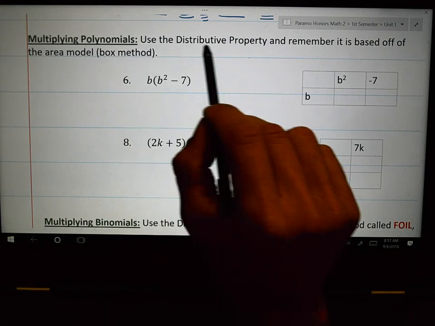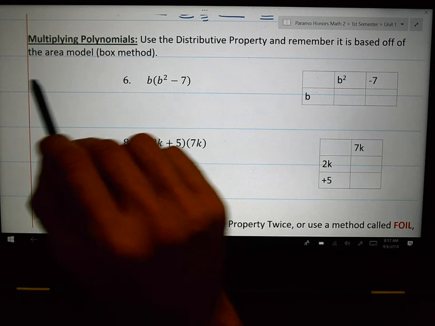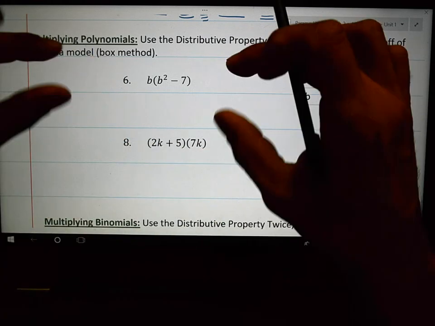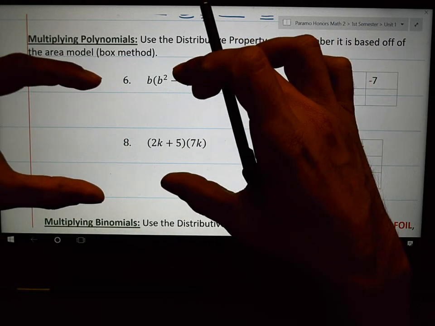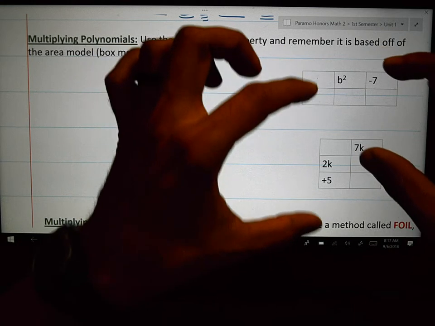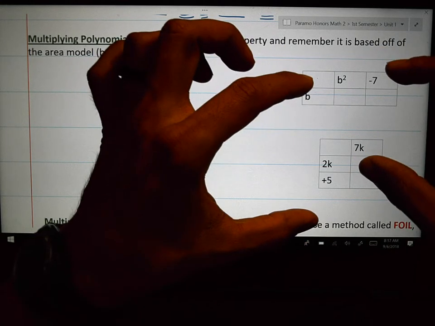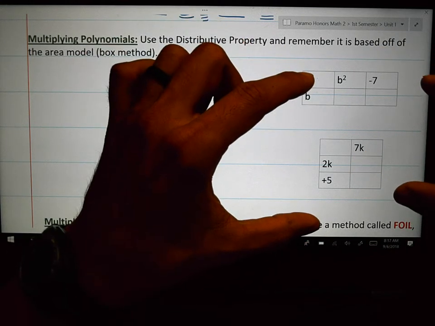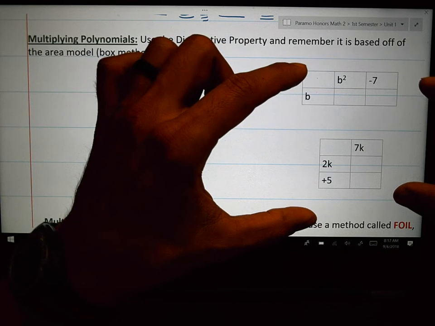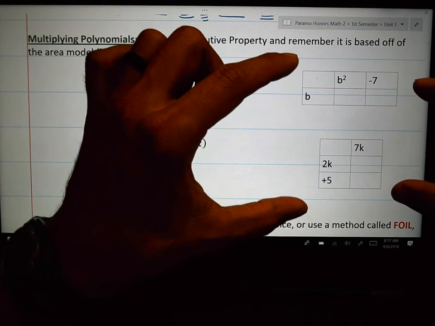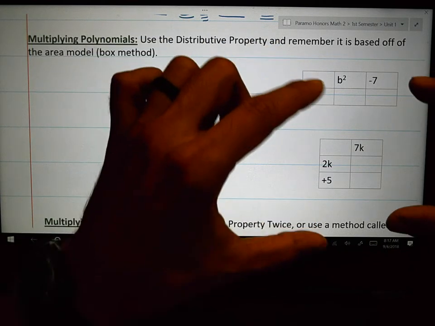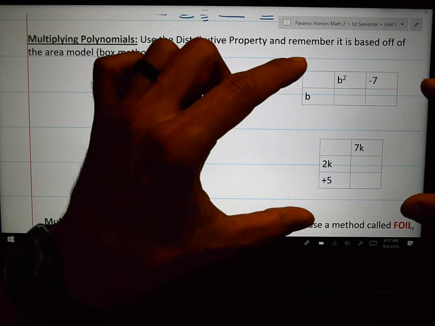We're going to use the distributive property based off the area model. So I'm going to do most of my problems over here. I'm going to show you the area model so you know what it looks like. Some of your Advanced Math 8 and Advanced Math 7 teachers might use this sort of model. It's directly relatable.